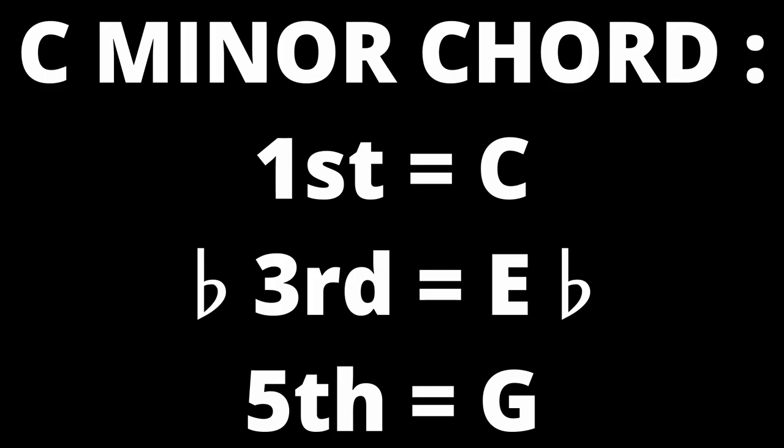Let's clarify this with an example. The C major scale has the following notes. To create a C minor chord, we take the first, flat or minor third, and fifth, which gives us C, E flat, and G.